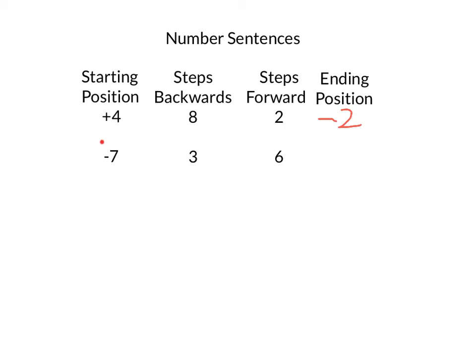If we start out at -7 and take 3 steps backwards, we end up at -10. With 6 steps forward, we still end up at -4. Now your answer won't always be a negative. In these two cases it was.